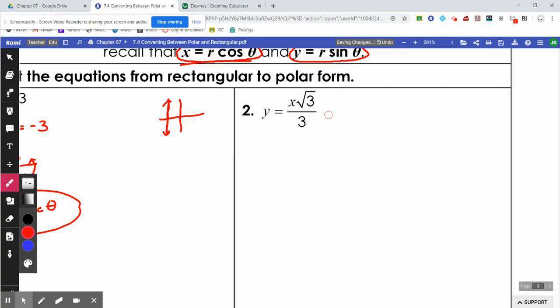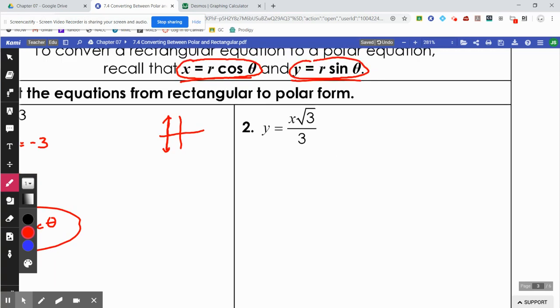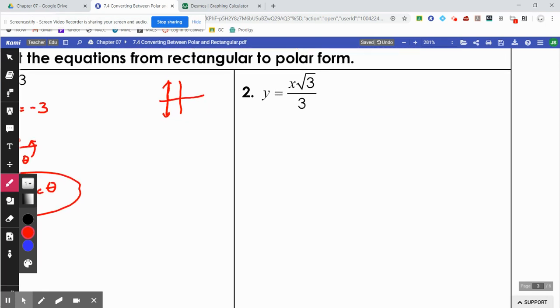So all we're going to have to do, again, is take out y, replace it with r sine theta, take out x, replace it with r cosine theta. So we're going to have r sine theta is equal to r cosine theta root 3 over 3. That's all I did was replace the x and y. And I'm showing you that you could go ahead and manipulate it from there. You can move the 3 over, get your r's on the same side and all that. However, there's an easier way to work these. So just showing you that's one way of doing it.